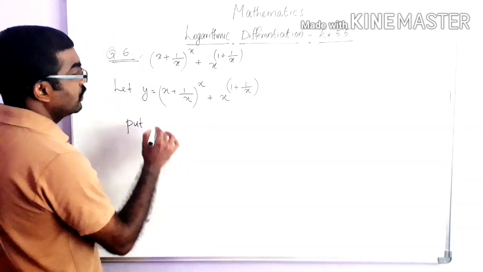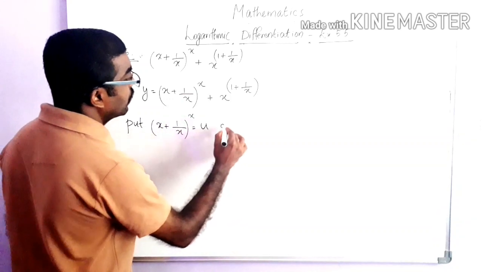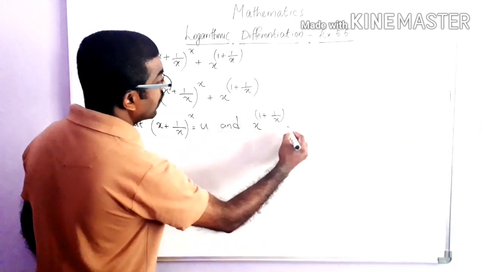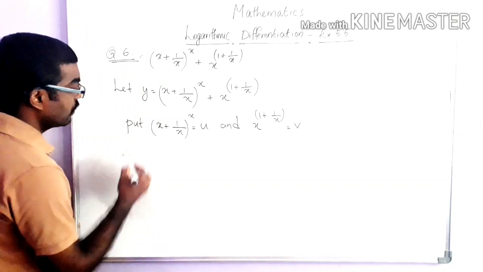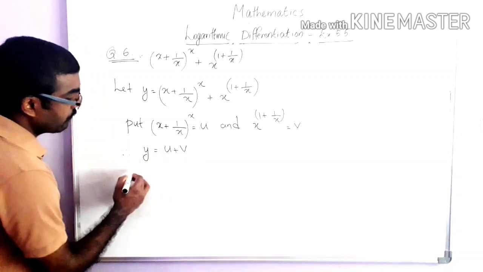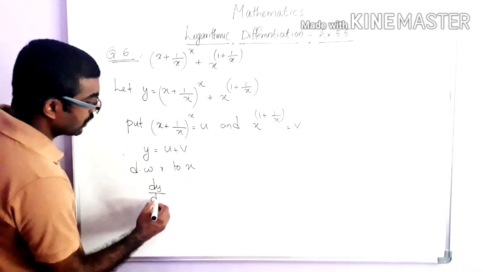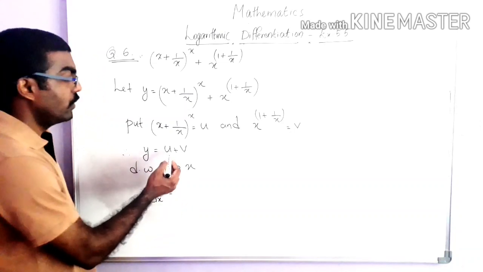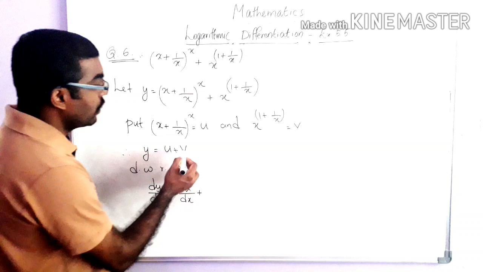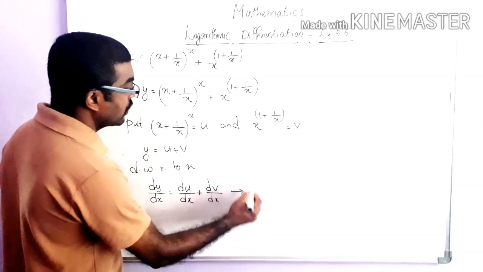Put (x + 1/x)^x equal to u, and the second term, that is x^(1 + 1/x), equal to v. Therefore, the relation can be written as y = u + v. And we can differentiate with respect to x, that is dy/dx = du/dx + dv/dx. Take it as equation number 1.